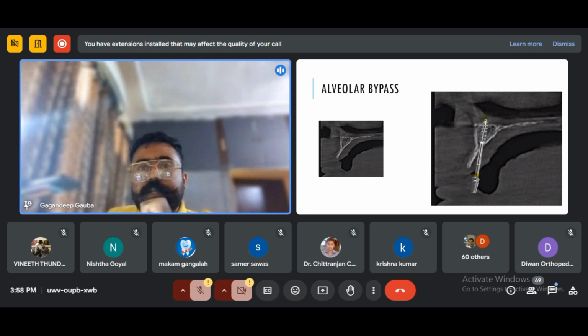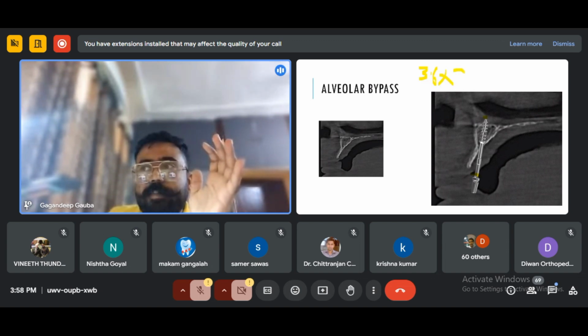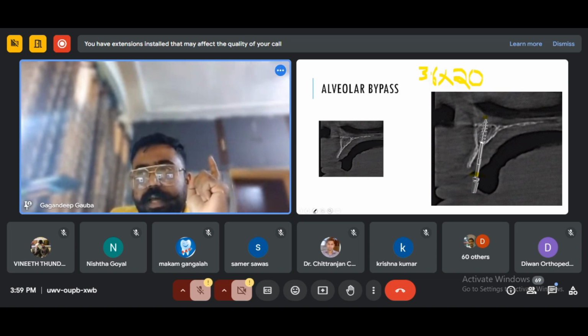If there is an implant, say 3.6 by 20, so 3.6 will be the diameter and 20 will be the length. But what is the length? Length is from this area, it's visible to everyone, I changed the color, from this area to the apex of the implant, right?